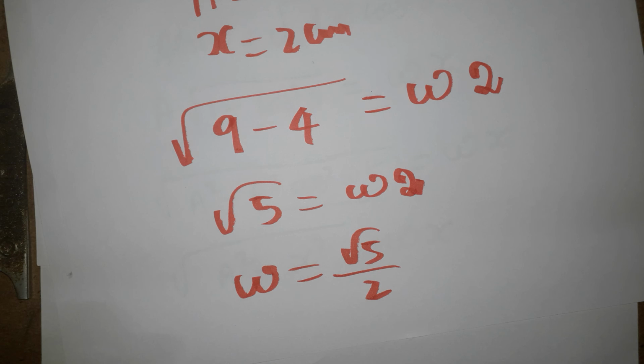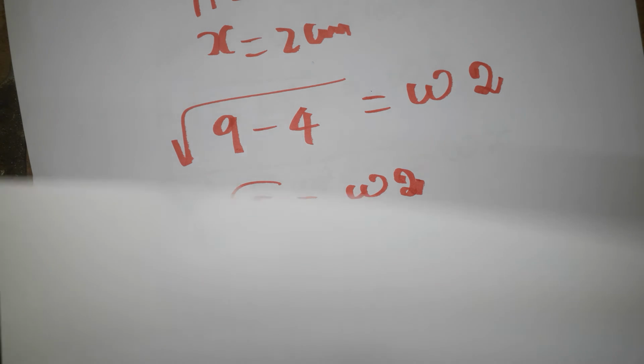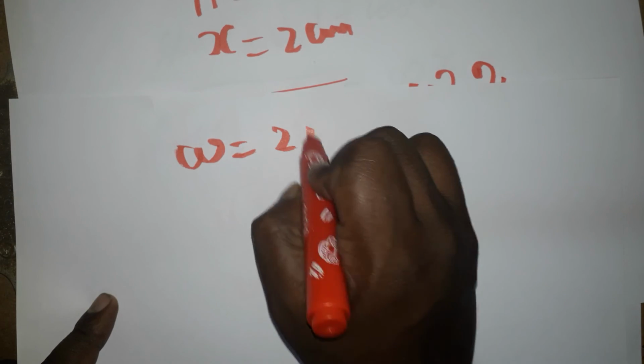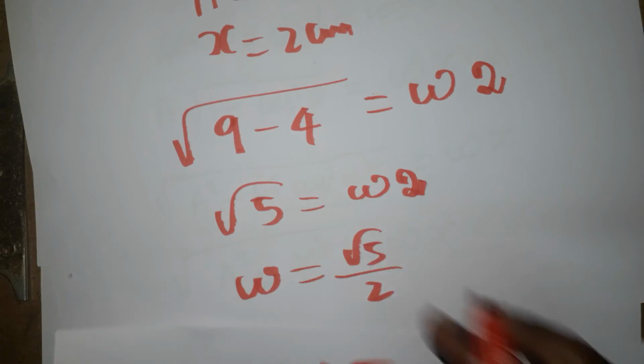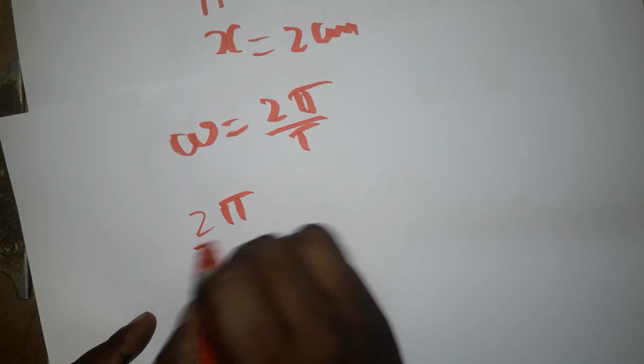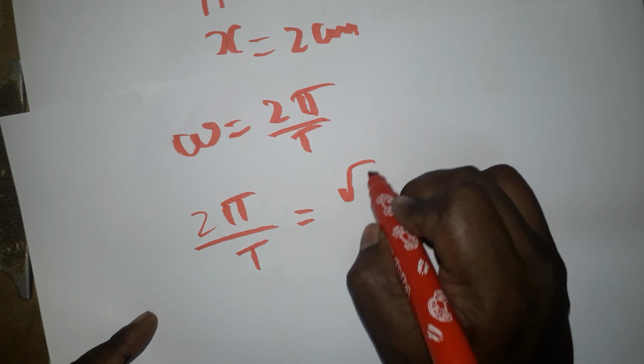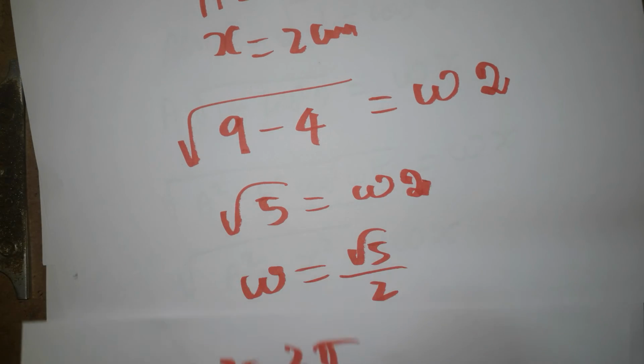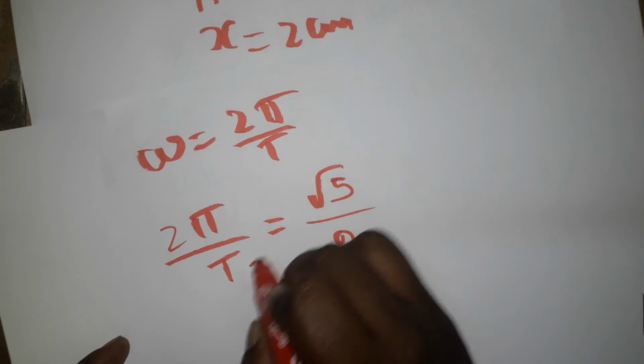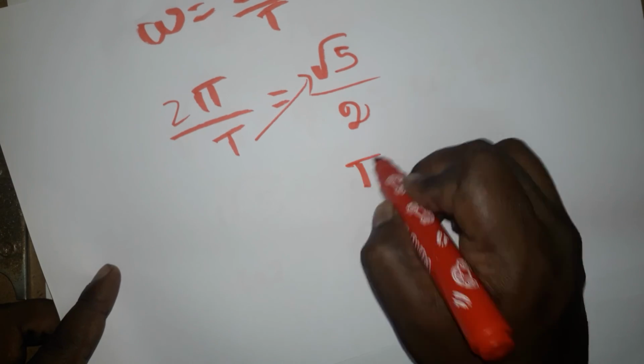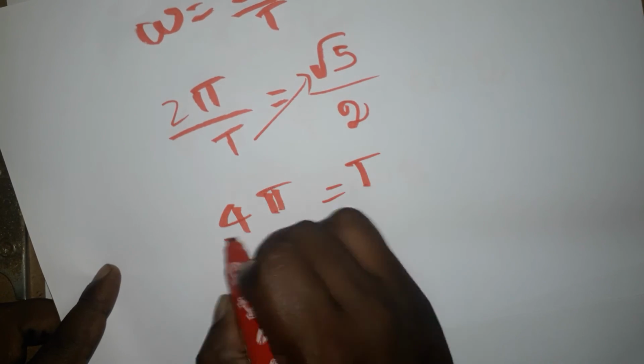Now what is the answer? Actually, time period is the question mark. Omega is equal to 2 pi by T. So 2 pi by T is equal to root 5 divided by 2. Time period is the final thing we want. Time period is equal to 4 pi divided by root 5. That's it.